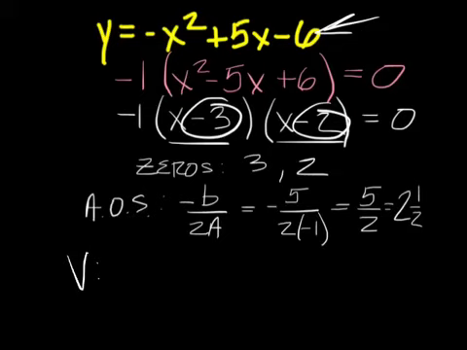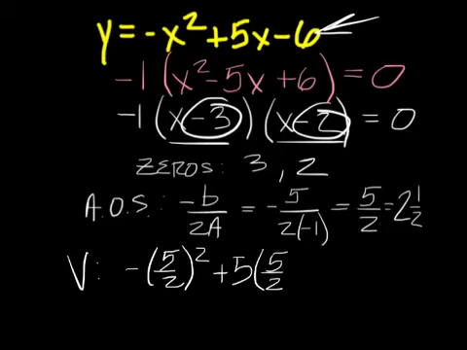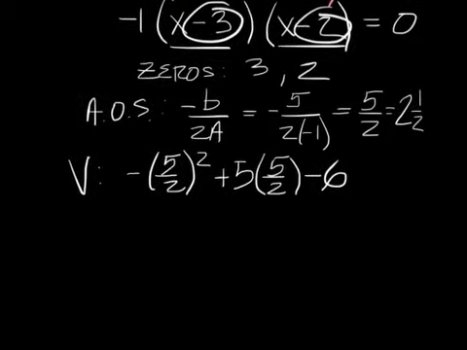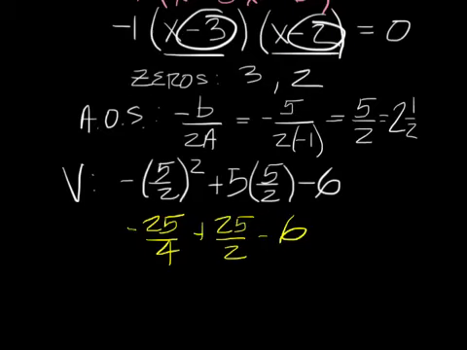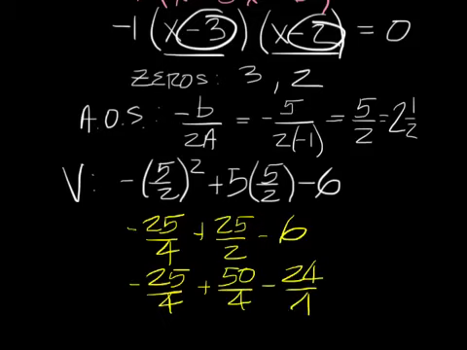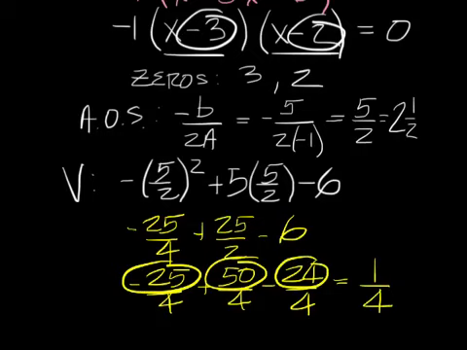I'm putting in a positive 5 over 2 so I can do it on the screen. And then we'll go back and work this out. That's going to be a negative 25 over 4 plus 25 over 2. I don't want a common denominator yet, but now I do. So negative 25 over 4 plus 50 over 4, and that would be minus 24 over 4. This plus this, 25 minus 24 is 1, so it's 1/4.